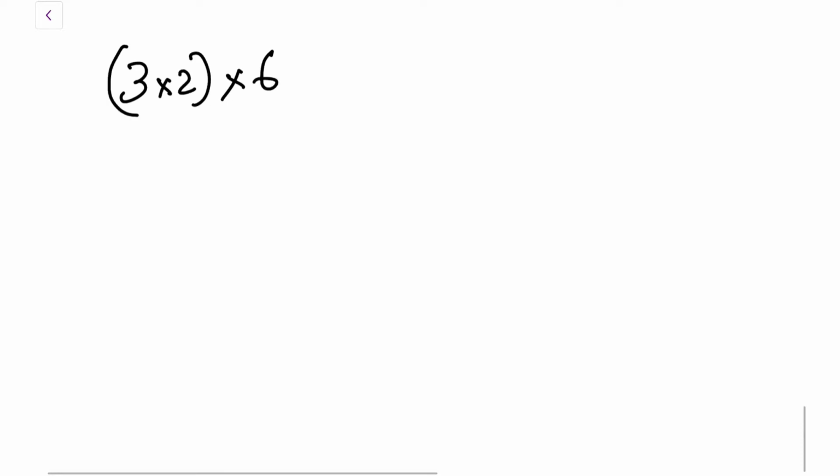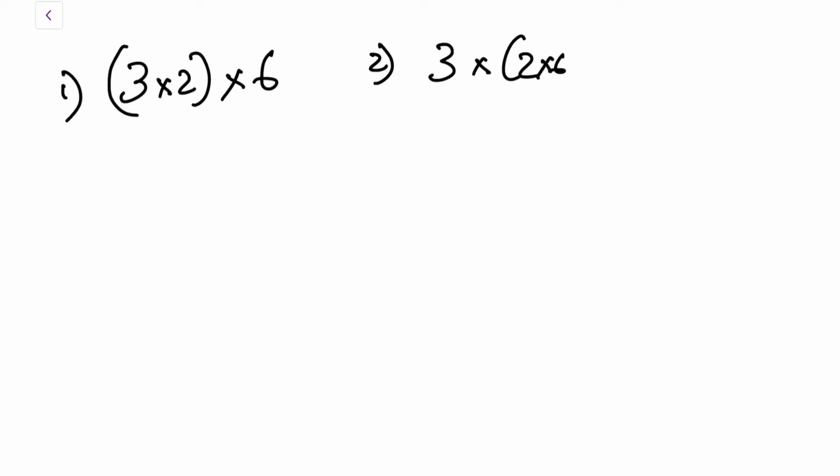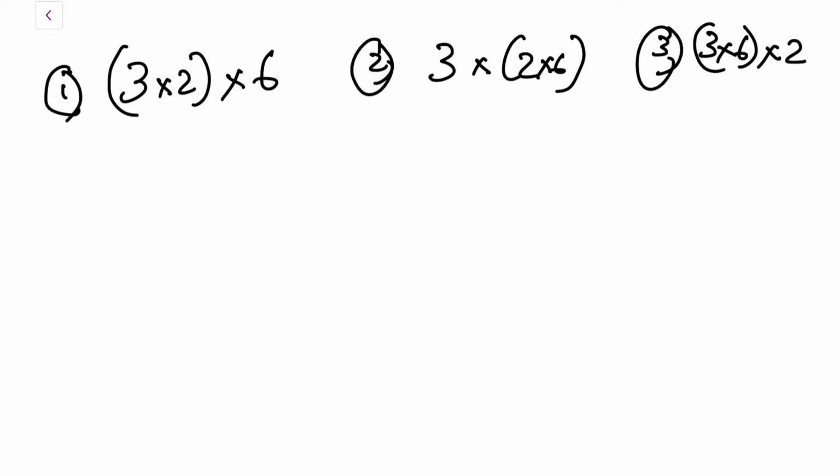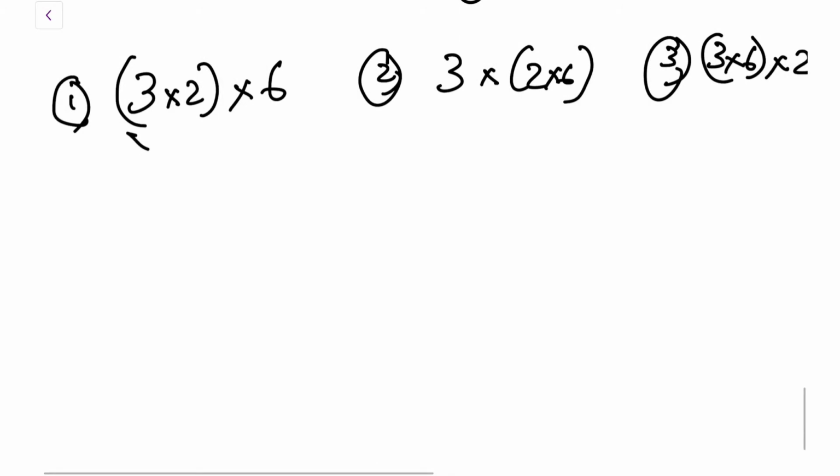Now, to understand the second property, let's do the following. 3 into 2 into 6. That's your first one. Okay. The second one is 3 into 2 into 6. And the third one is 3 into 6 into 2. Okay. So these are your three examples.